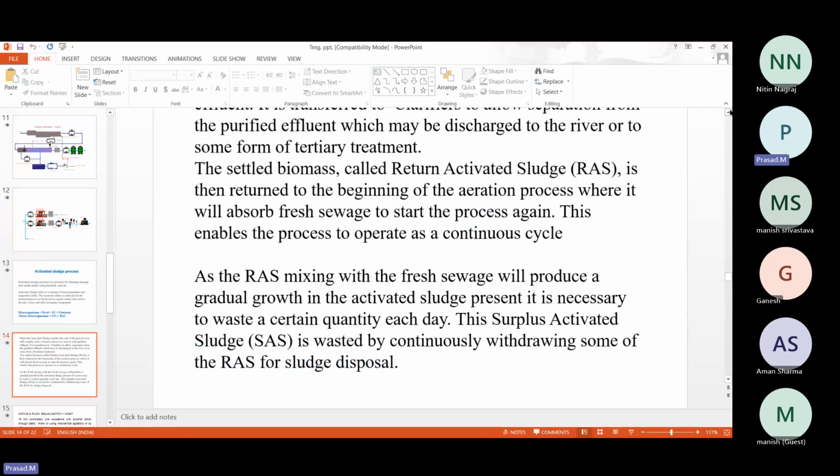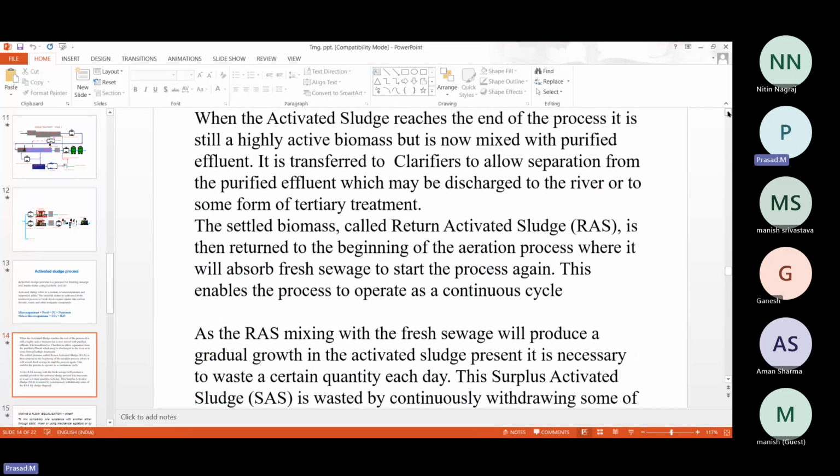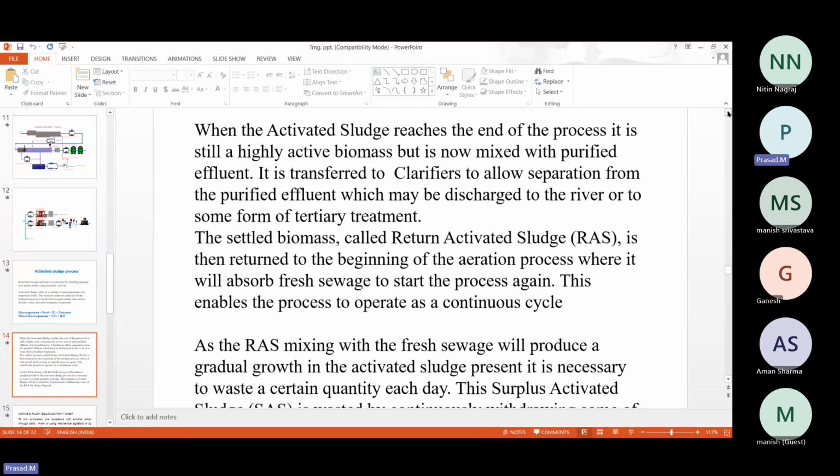So again, this is the process description. Already I explained to you, but still I will read it now. When the activated sludge reaches the end of the process, it is still highly active biomass, but is now mixed with a purified effluent. It is transferred to a clarifier to allow separation from the purified effluent, which may be discharged to the river or to some form of tertiary treatment.